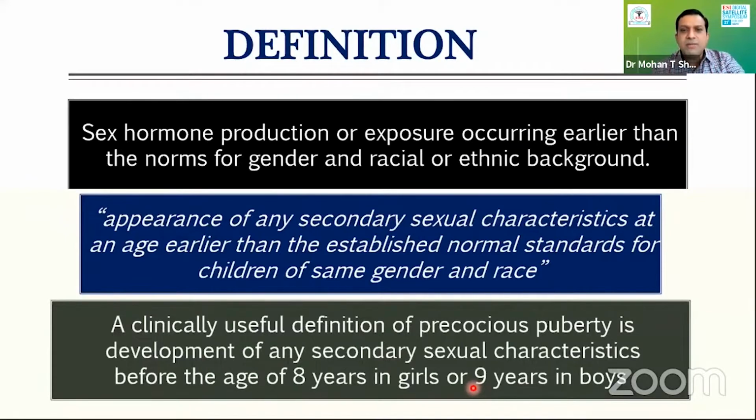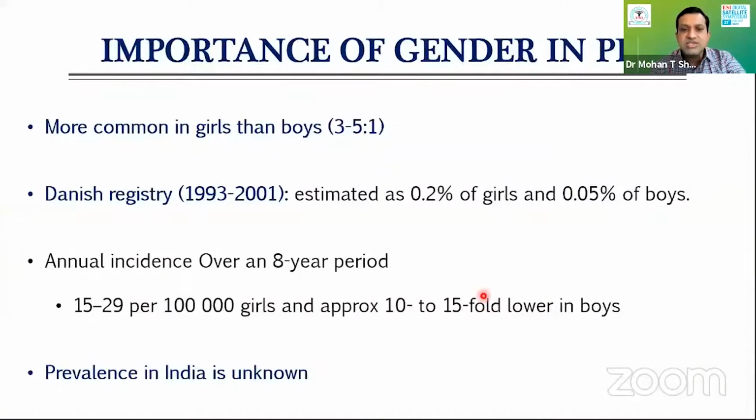So why is this topic important? Because precocious puberty or early puberty is more common in girls than boys. The ratio is 3.5:1.